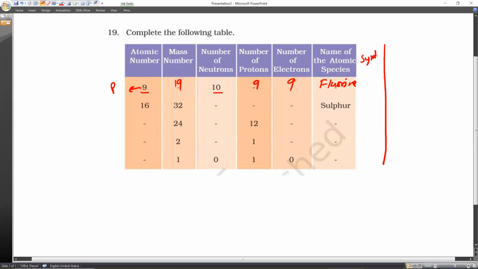Fluorine. And what is its symbol? FL or FE or F only? Only F. Do the next one.